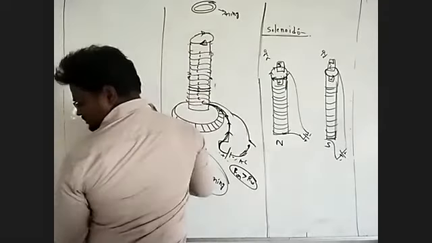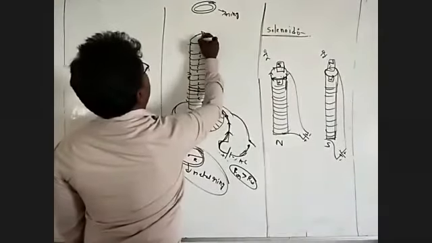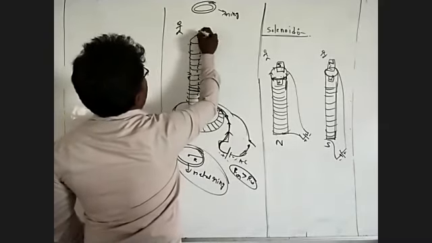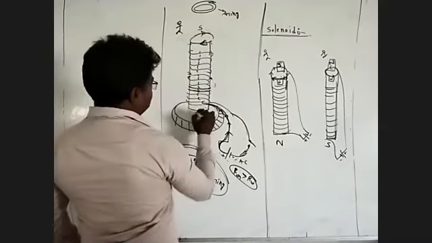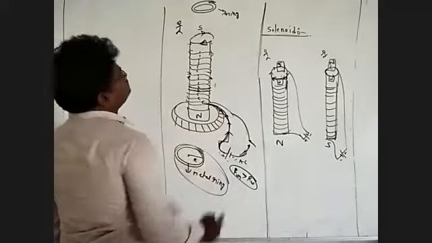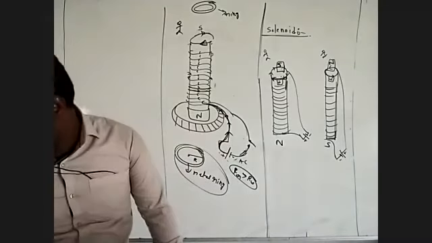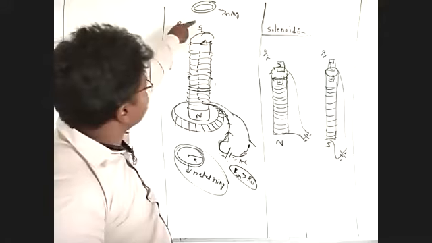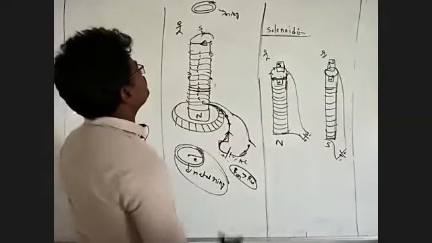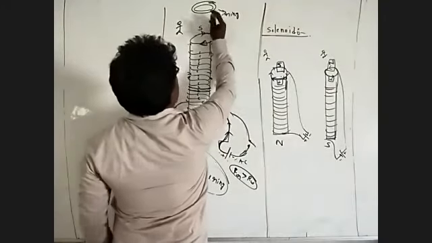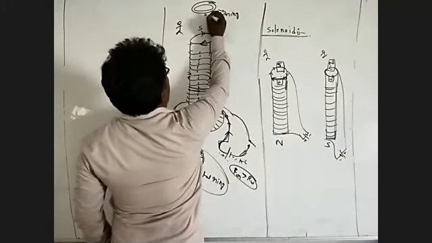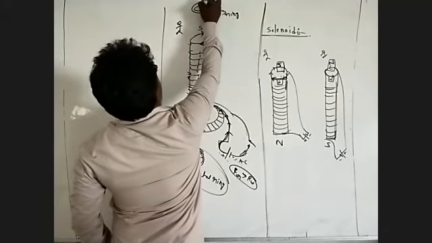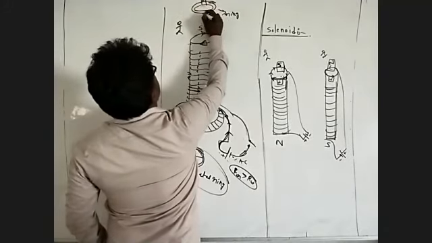Clockwise direction means, in this situation, the observer is standing in the upward direction. This is a south pole. The downward pole is the north pole. Now you will see this: the down part acts as a south pole, and the up part acts as a north pole.